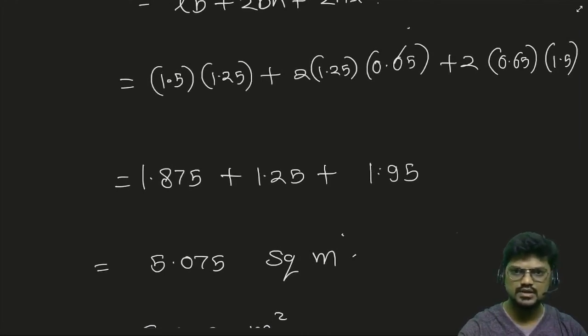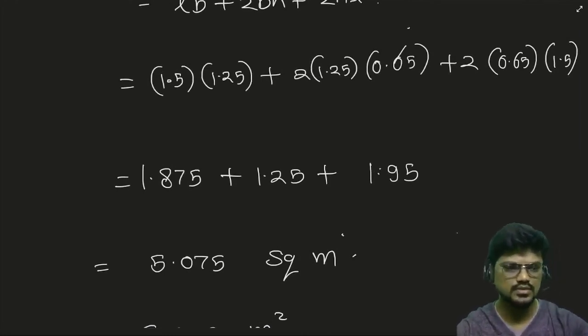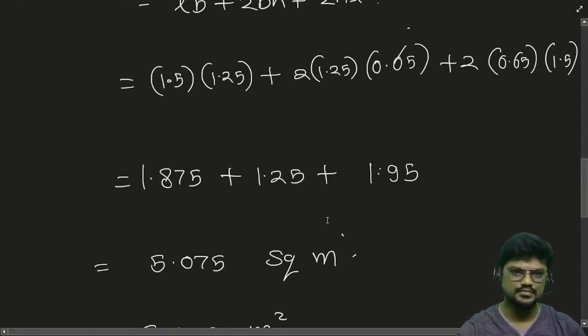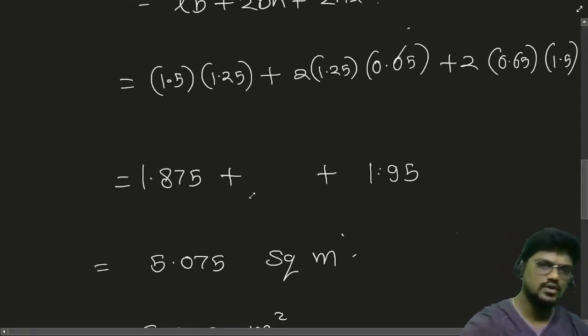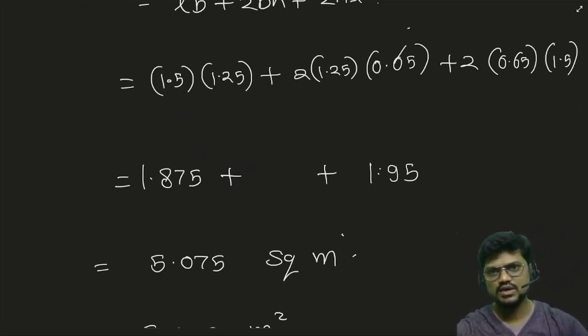Wait, let me check it again. Sir, 2 into 1.25 into 0.65, how did it come 1.25? Yeah, it will be 1.625. This will be 1.625. That's why the whole answer will change.